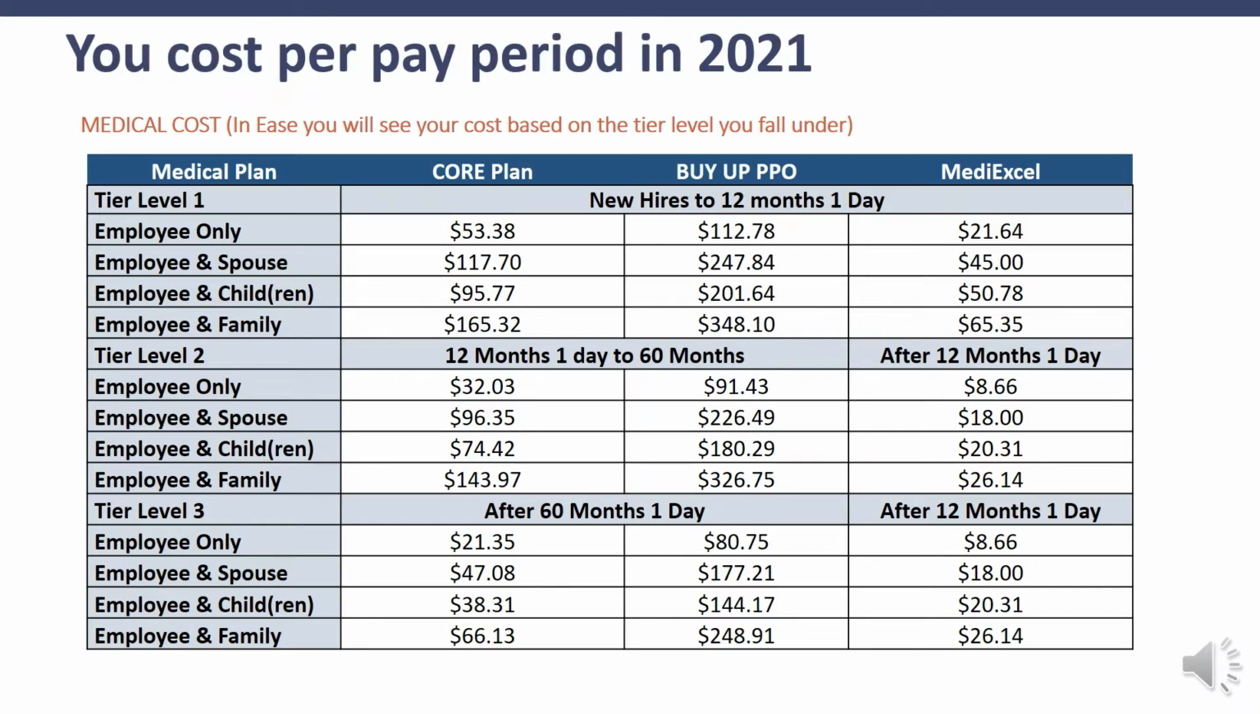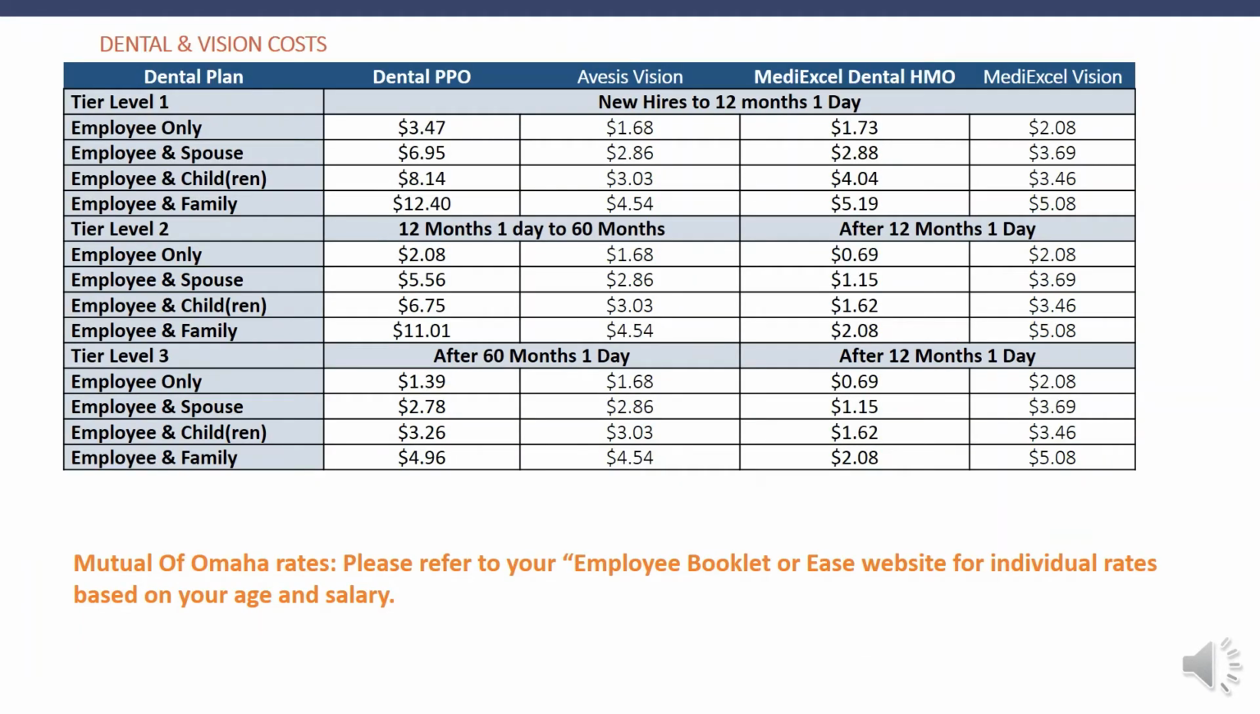Your cost per pay period in 2021. This will list the cost per pay period based on the tier level. As I mentioned, in the Ease portal, you will see the cost based on the tier level you fall under. Your dental and vision cost through Evolution and MyEVHC. With Mutual of Omaha rates, please refer to your employee booklet or Ease website for individual rates based on your age and salary.